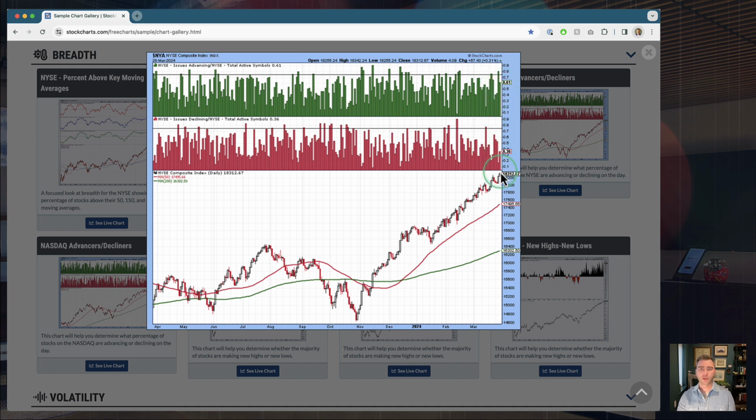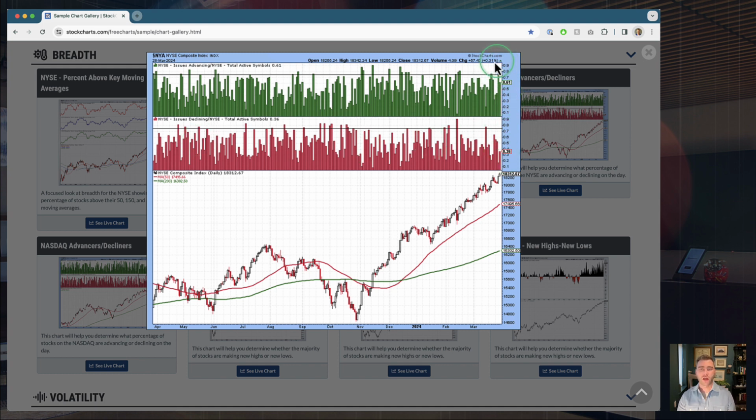So each bar here, because this is a daily chart, each bar represents 1 day of trading. The top panel is the number of stocks in the NYSE that are advancing on the day, that are going up, that are moving higher. The bottom panel is the number that are doing the opposite, that are going down on the day, the number of declining issues in the NYSE.